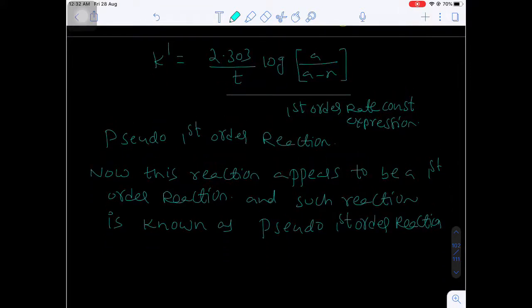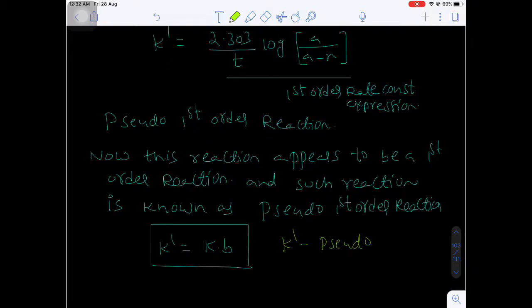Now here, what is the K dash value? K dash value is nothing but K times B, K into B. Now in this expression, what is K dash? K dash is the pseudo first order rate constant.